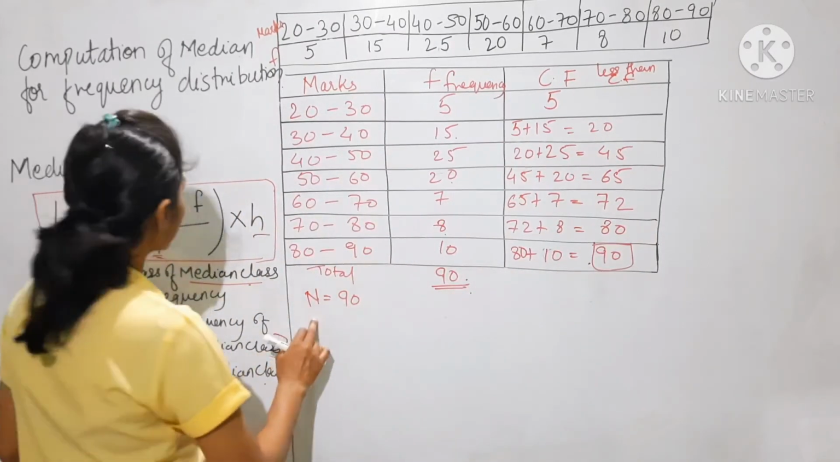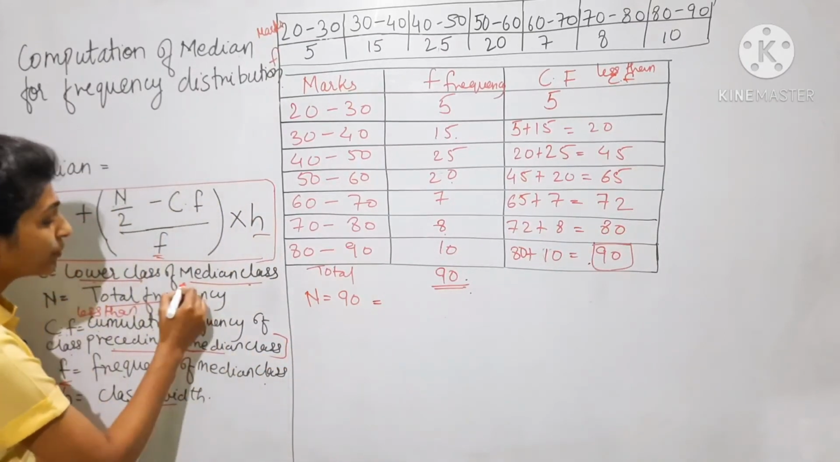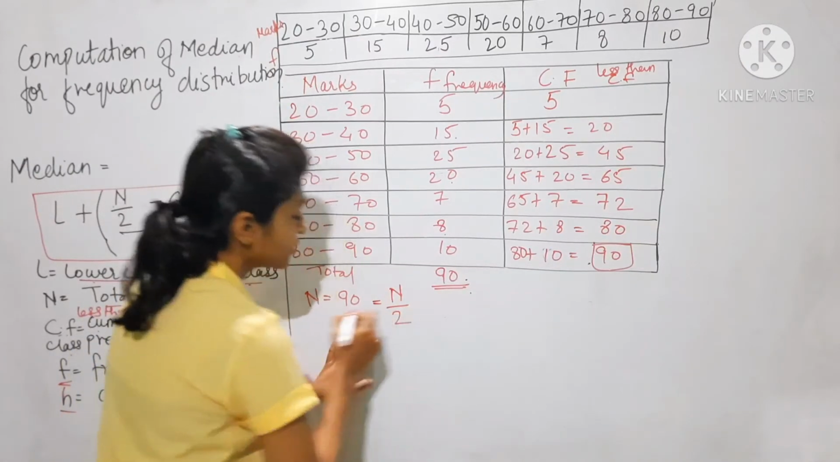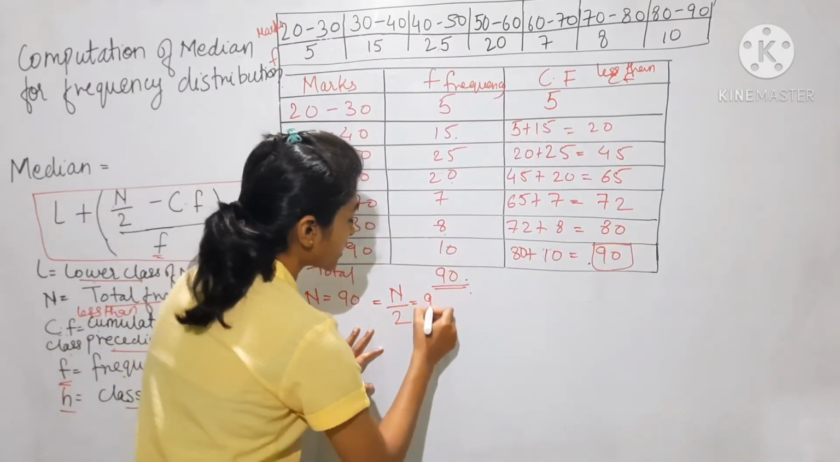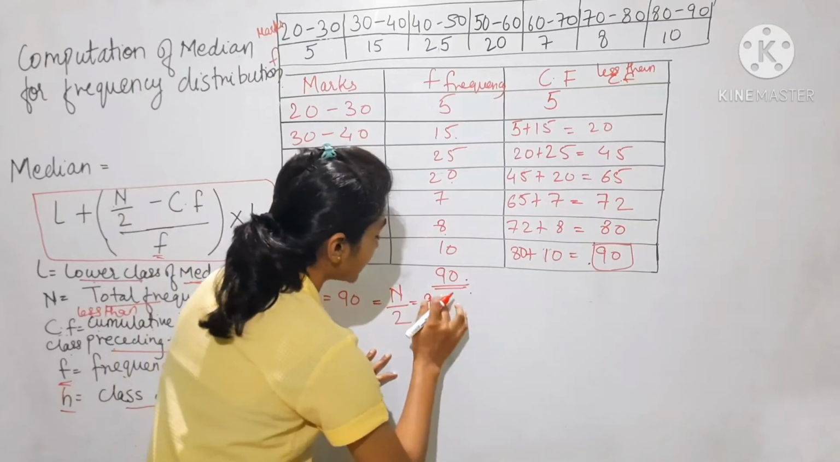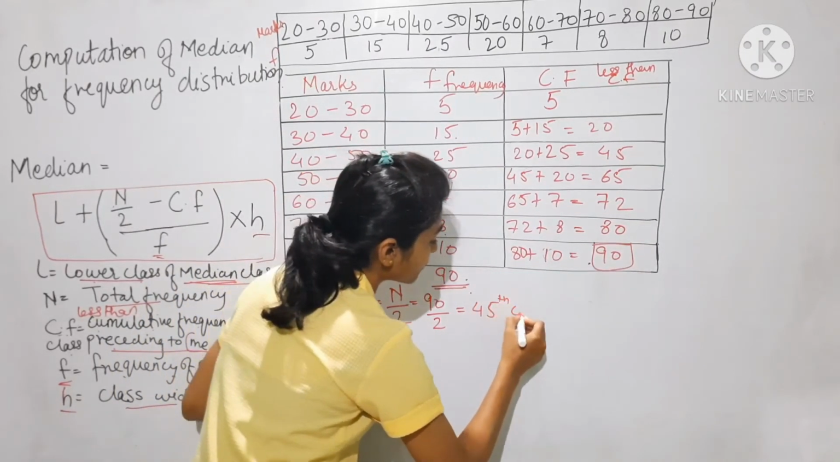Now we have to find the median class. How are we going to find it? N upon 2. So n is what? We have got 90. Okay, 90 divided by 2, we get 45. That means the 45th observation.